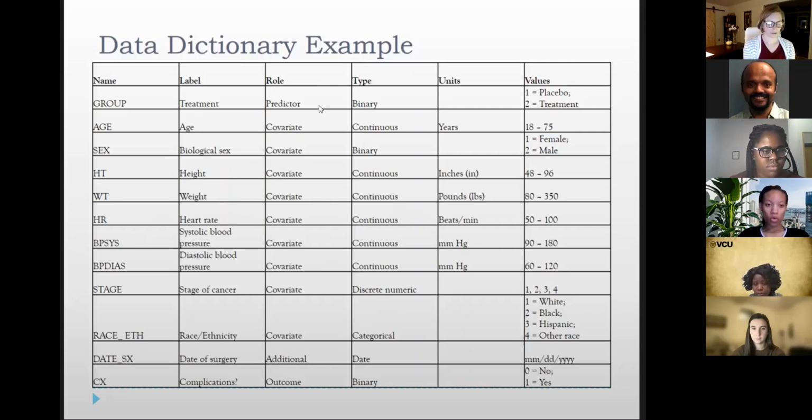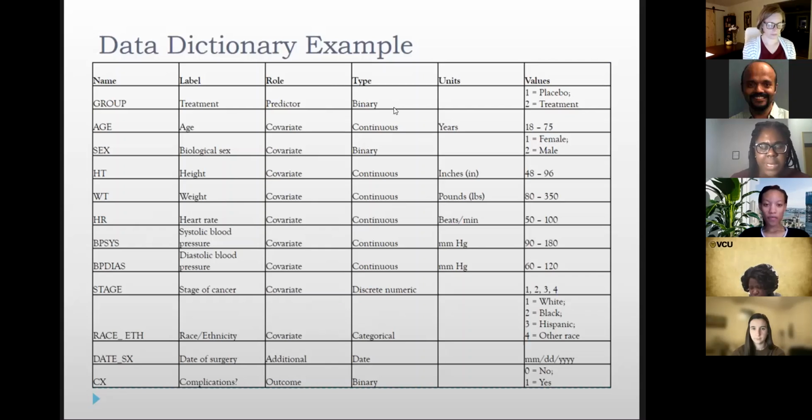We want to have the role. So this variable, the treatment, is the predictor. These other variables are covariates, so potential confounders or modifiers in the relationship between the exposure and the outcome. And then the outcome. So here it is going to be binary. It's going to be looking at complications.